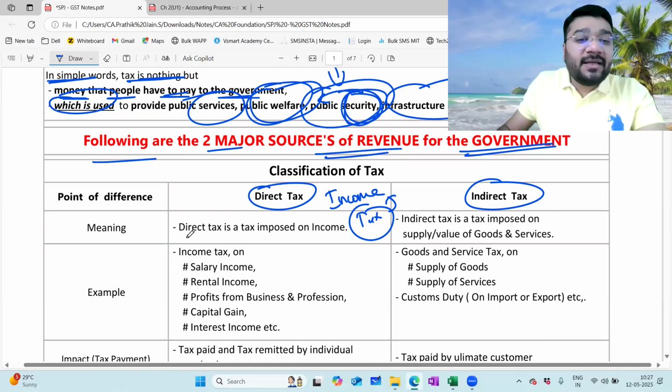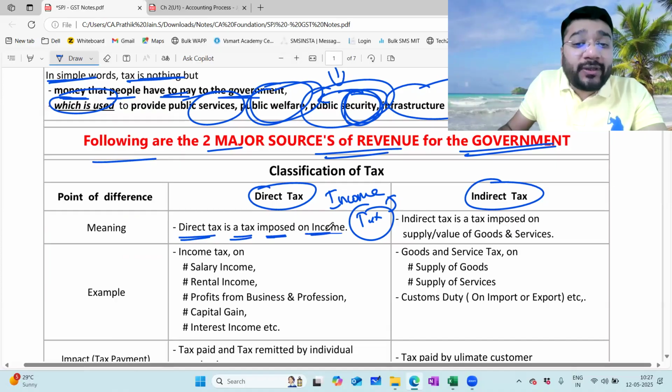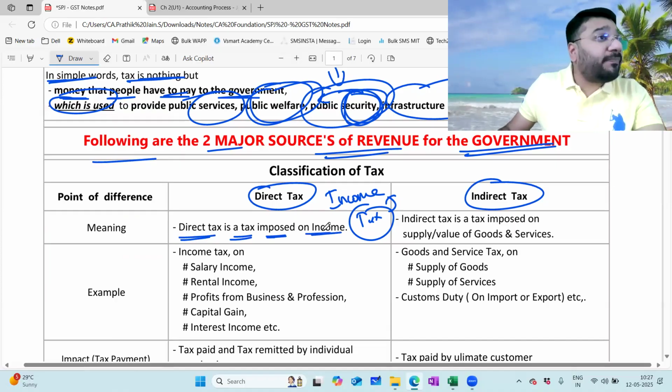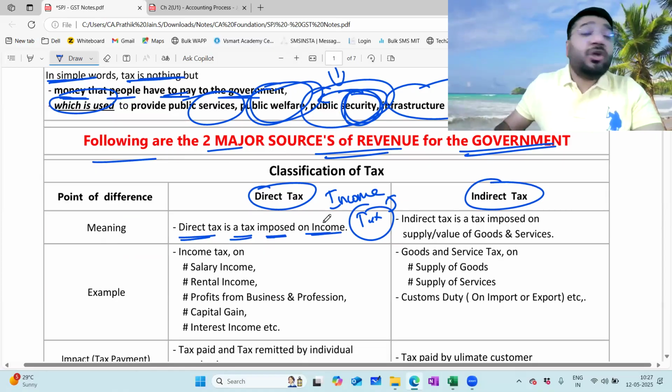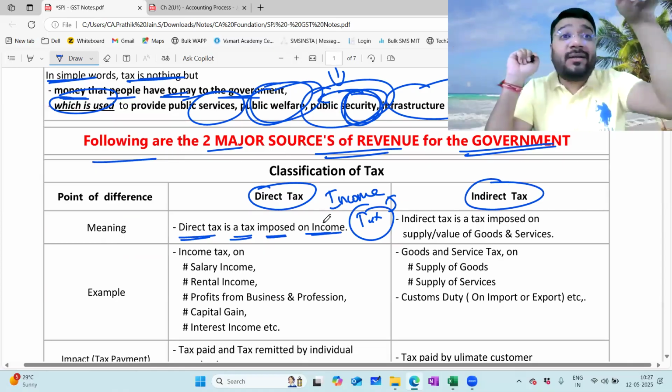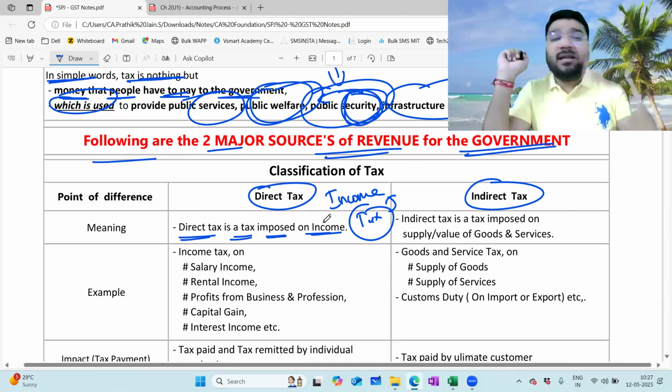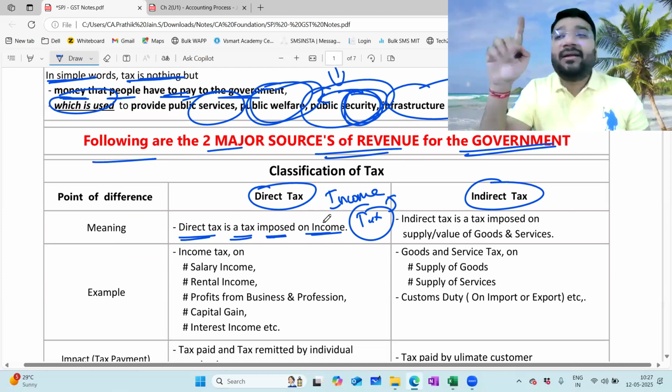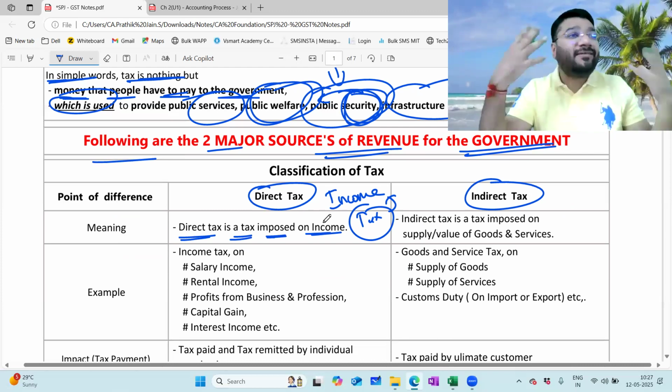So what is direct tax? Direct tax is tax imposed on income. If any person in the country is earning any type of income, he has to pay tax on that. So the tax he is paying on income is what tax? Income tax. Income tax is what classification? Direct tax. Guys, all of you loudly.